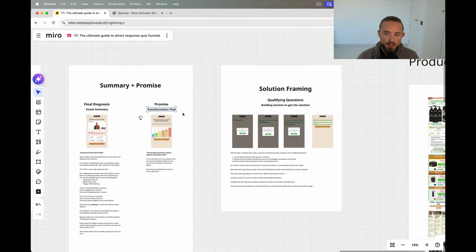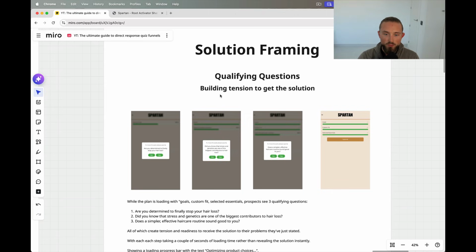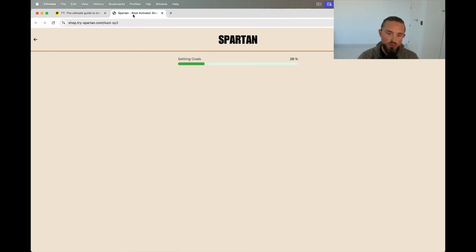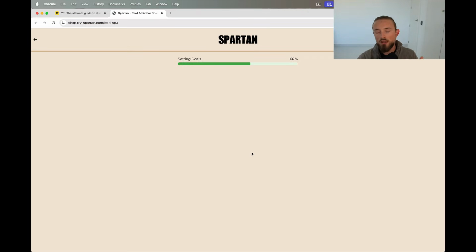What happens next is the last section before we then go into the sales page, right? So here we basically build tension before showing them the final solution, right? So you can see that this is loading, right? So that it feels like we're really giving them an individualized solution. So the first one is then, are you determined to finally stop your hair loss? So here essentially, we just want to create a yes street of yes, do you really want the solution? All right, then I click yes, and then the next one is going to load. So we are just going to watch this load right now. And then the next question is going to pop up.